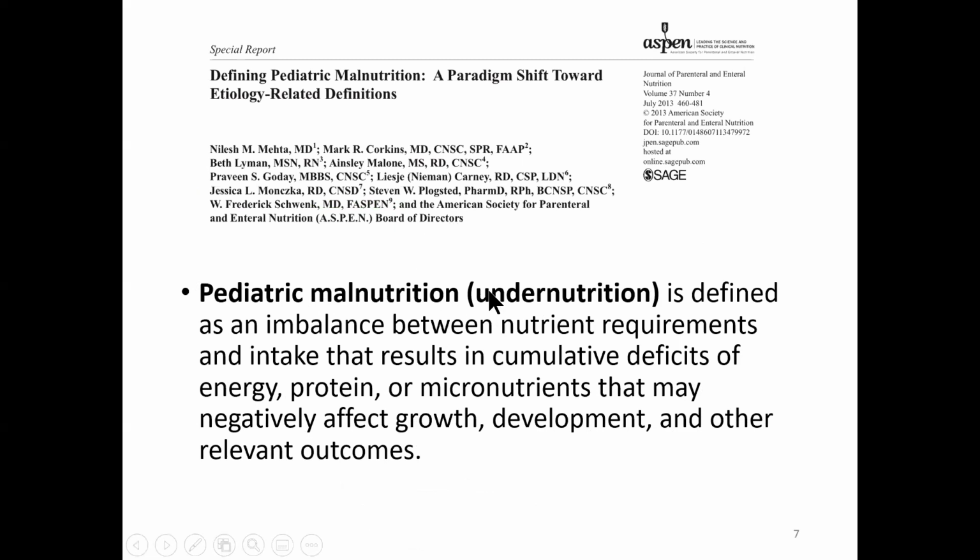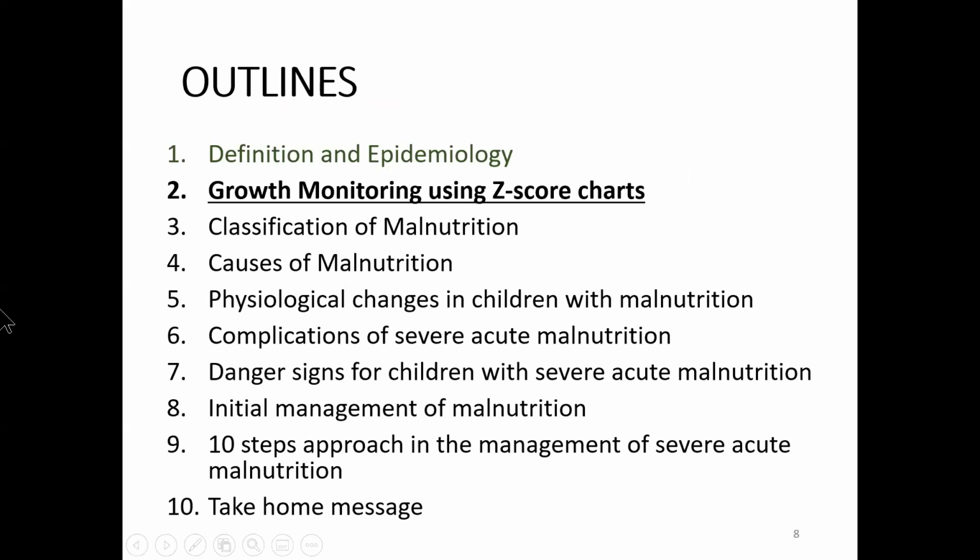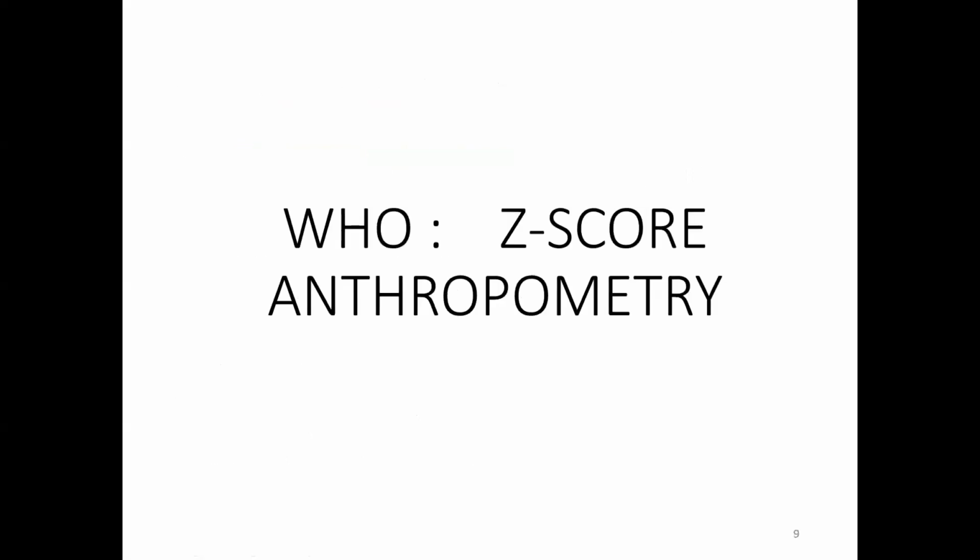And from this journal, they give a similar definition, which I think I like, mainly looking at undernutrition. This one is the imbalance between nutrient requirements and intake that results in a cumulative deficit of energy, protein, and or micronutrients that may negatively affect growth, development, and other relevant outcomes. So those are some definitions. So before we go into details on what malnutrition is, how malnutrition manifests, how we see it, I'll take you through the growth charts, which I hope people will be able to concentrate on, because if you understand this, you'll be able to identify malnutrition early.